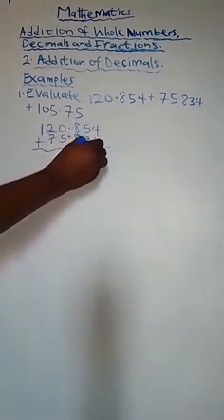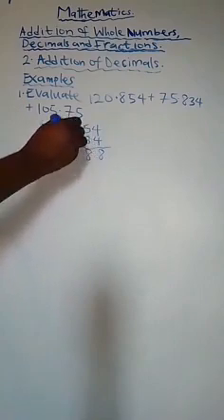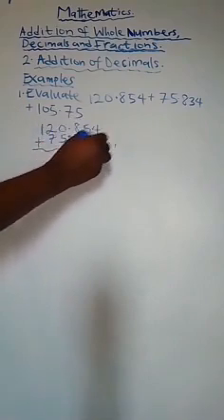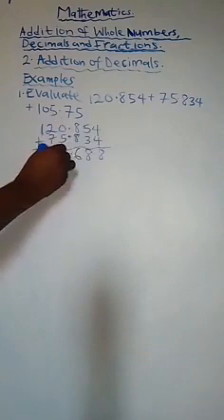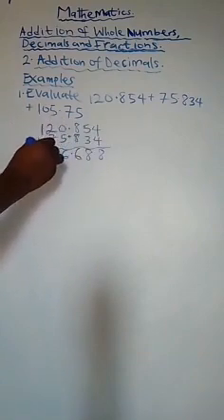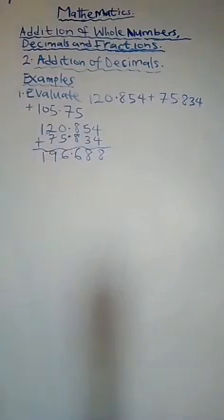4 plus 4, 8. 5 plus 3, 8. 8 plus 8, 16. I'll keep 1. I'll place my decimal point. 0 plus 5 plus the 1 I'm keeping, 6. 2 plus 7, 9. 1. Then I'll go to the next number.